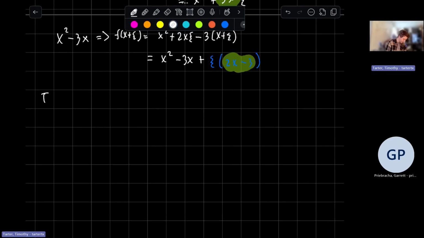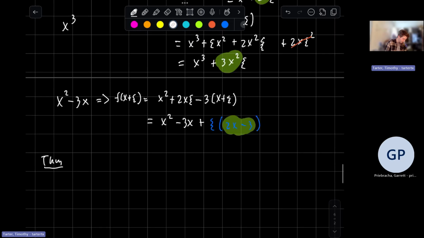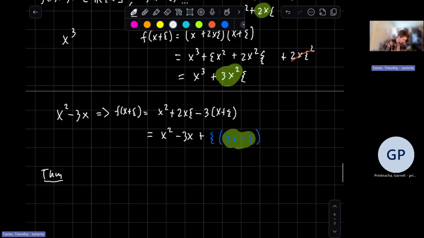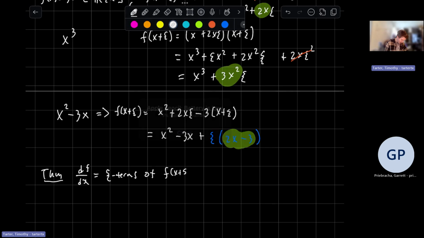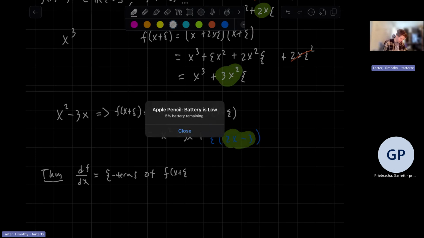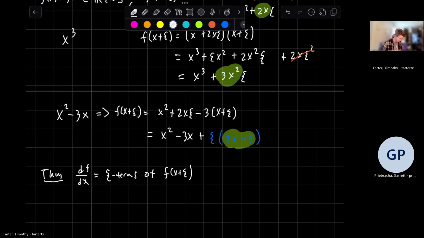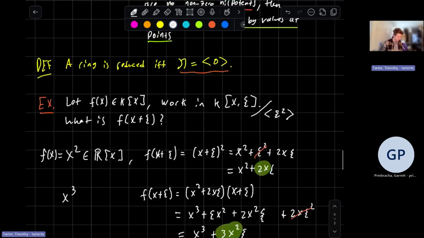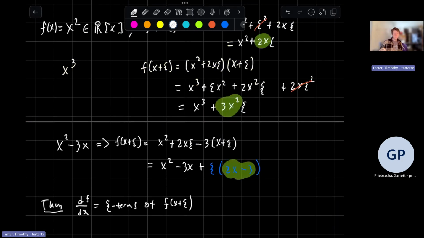So this leads to a cool theorem that df/dx is equal to the epsilon terms of f of x plus epsilon. I think that that's a pretty cool theorem. And it falls out of geometry.